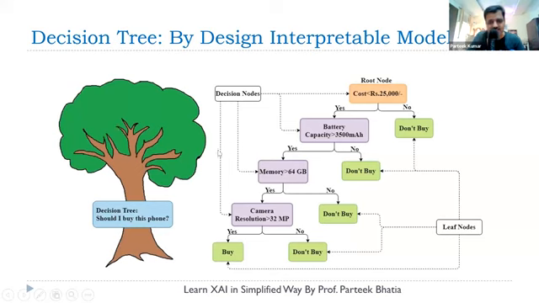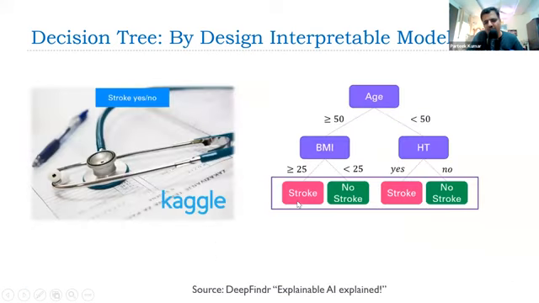This is the decision tree, which can generate a tree like this. It has a root, and based on those decisions we have some decision nodes. Let's see whether a person will buy a mobile or not. We check on the basis of cost, then battery, then memory, then camera, and based on that we say whether the person will buy or not. So these are very interpretable models.